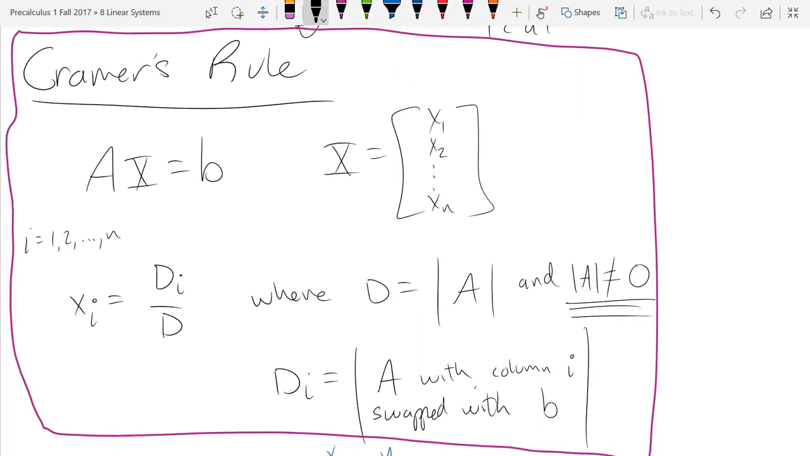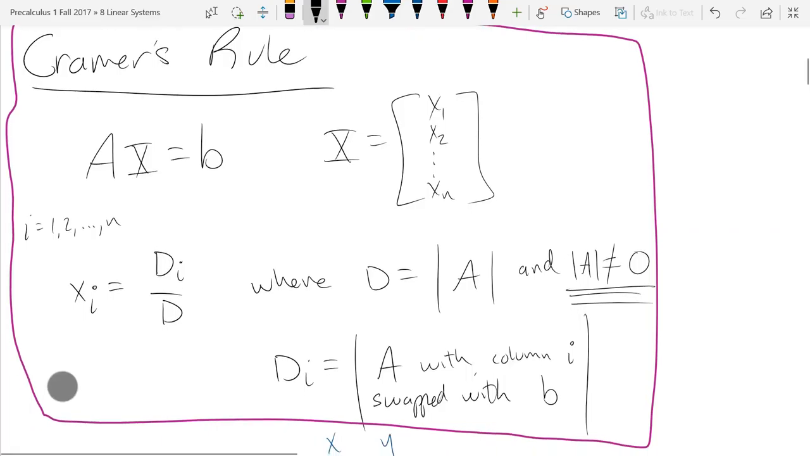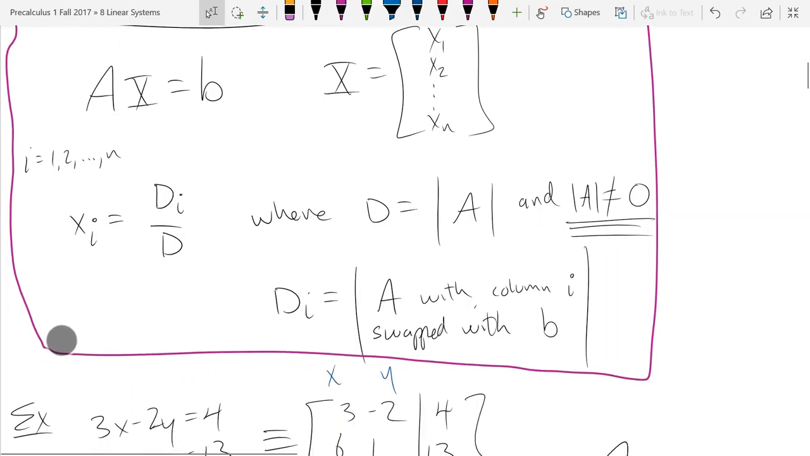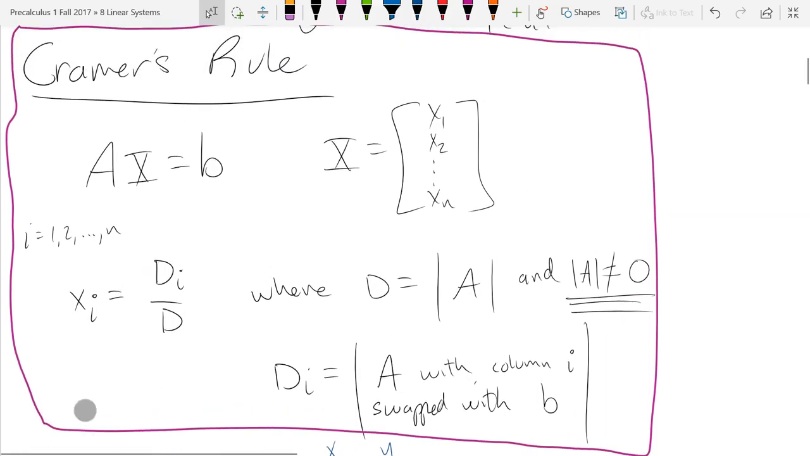What was column i and B again? Column i, so we did an example where there were two variables. Column one is basically the x coordinate, column two is the y coordinate. We're about to do a three-dimensional problem, so it'll be x, y, and z. So it's the determinant of A with column i swapped with B. This determinant in the denominator is the original determinant of the original coefficient matrix, so without doing any swaps.